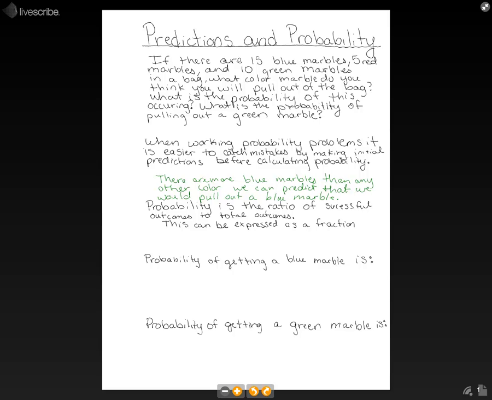So what we're saying here is that we're going to have the most probability of pulling out a blue marble, so it should have the highest probability. So let's calculate this probability. Probability is the ratio of successful outcomes to the total. Successful means outcomes that we want to happen. In this case, we want to see what the probability is of pulling a blue marble. So pulling out a blue marble would be successful, and pulling out a green one would be unsuccessful.